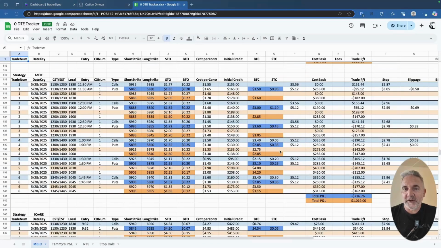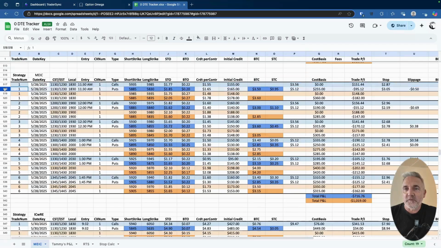So this is the spreadsheet that I use to track my multiple entry iron condors throughout the day. Just to give you a little bit of an overview of what you're looking at here, we've got a light blue line and a dark blue line, and each line is a tranche. We've got the call side here and the put side here.